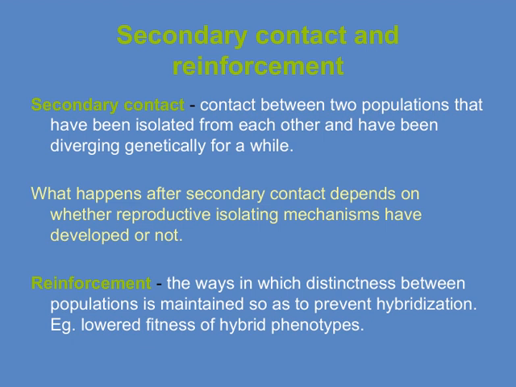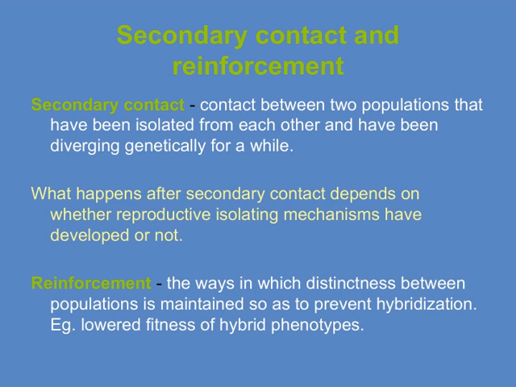If they haven't, there's a chance that the populations will interbreed freely, which could lead to gene flow and potentially merging of the populations. However, if reproductive barriers are already in place, the contact might not result in hybridization. Instead, we see a process called reinforcement. Reinforcement is about maintaining the distinctness of each population.